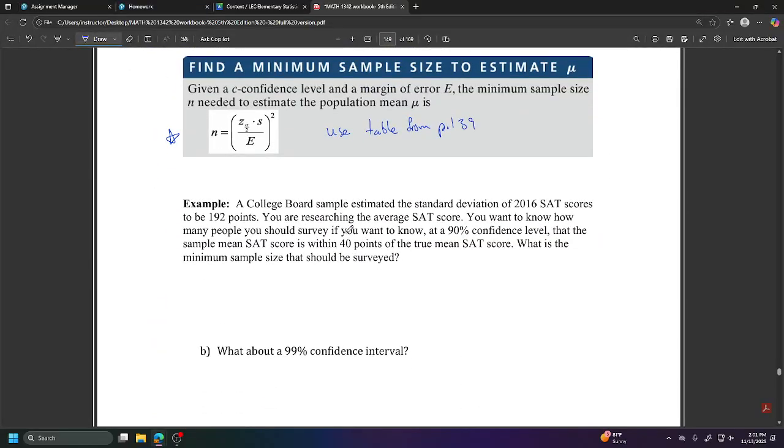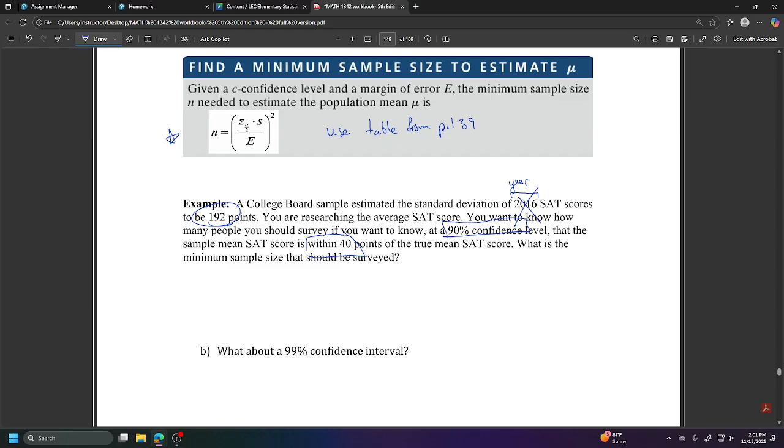So let me put it together, and we're going to do some math here, okay? This is more basic math. College Board, sample size, estimated standard deviation to be this much. Now, I think that this right here is a year, 2016, that's the year, so I don't think I'm going to use that at all. So I got a standard deviation, 90% confidence, within 40. What's the minimum sample size?